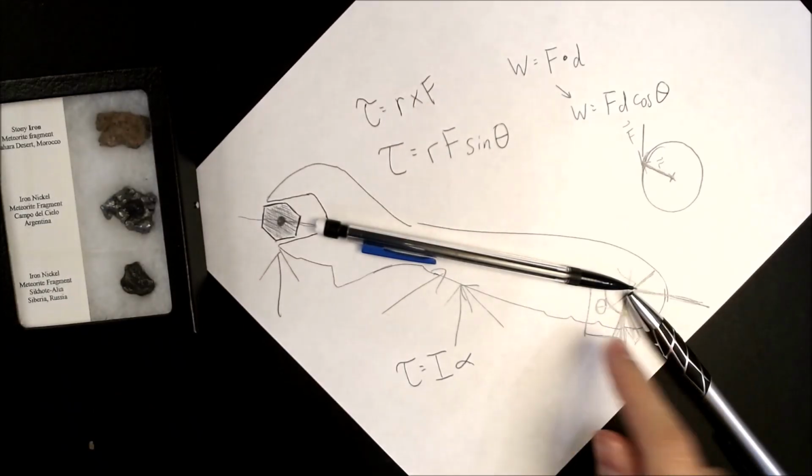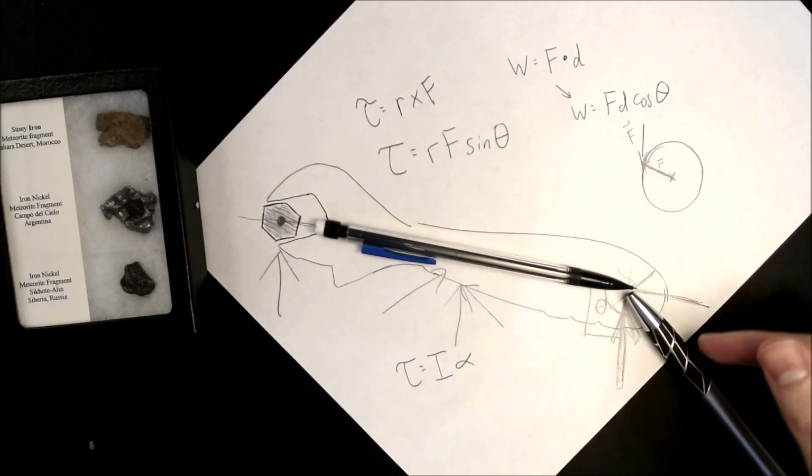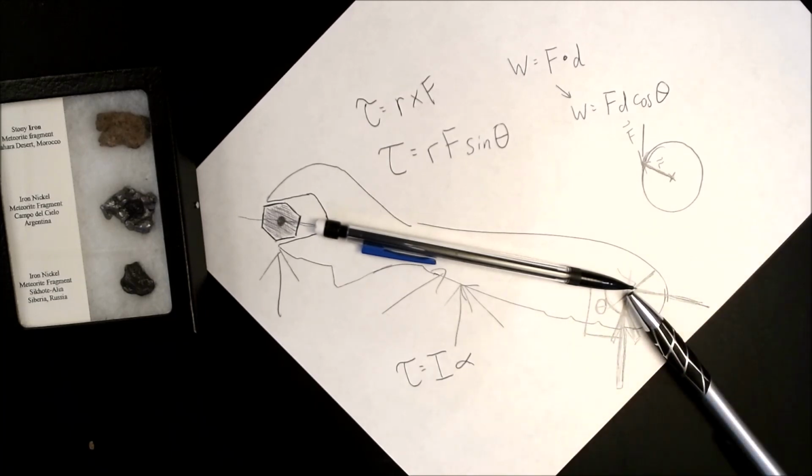It doesn't actually matter which side you measure the angle. You could measure this side or you could measure this side. The way that sine works, it's going to give you the same answer no matter what. So review your unit circle if that's confusing.